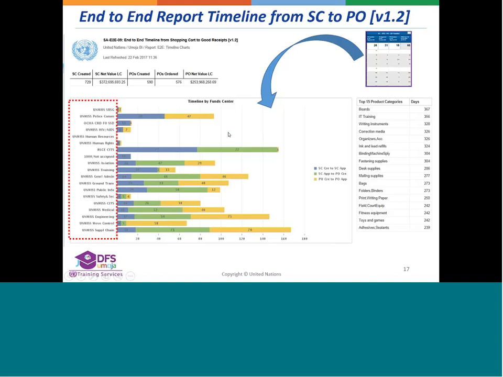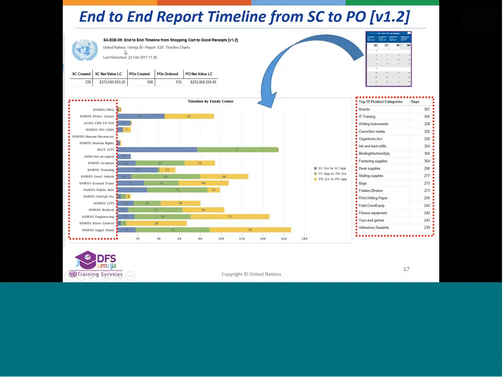So all of these averages are broken down into fund centers. On top of that, I have here top 15 product categories. What they mean? These are the product categories which are taking most of the time from a shopping cart to be created to a PO being approved. Here, for the product categories boards, as an average, takes 370 hours, 1 year, to be the whole procurement process to be done.